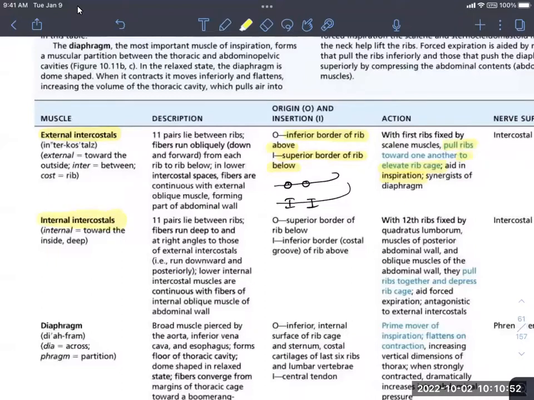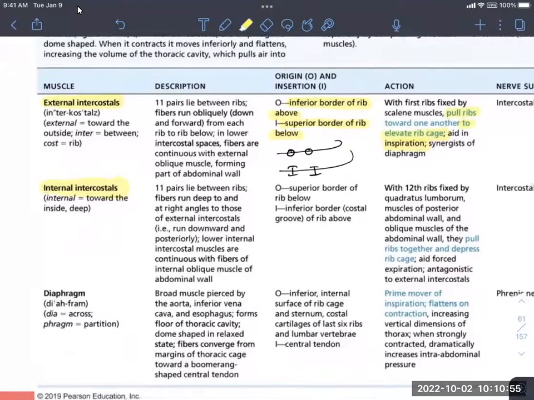Internal intercostals. Yes, between our ribs, we have 2 layers of muscle. So the internal intercostals originate at the superior border of the rib below and insert at the inferior border of the rib above. So if I draw my ribs again, they are going to do the opposite of the external. So they originate at the inferior ribs and they insert into the superior ribs.